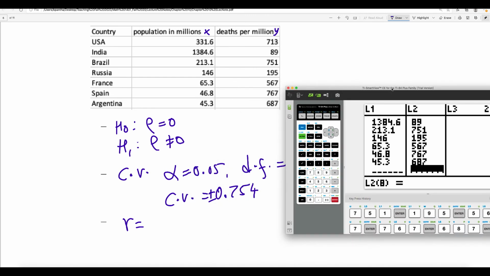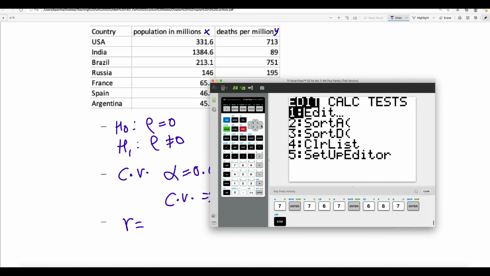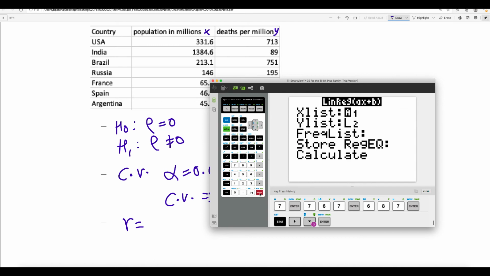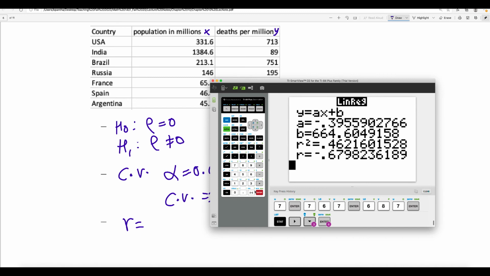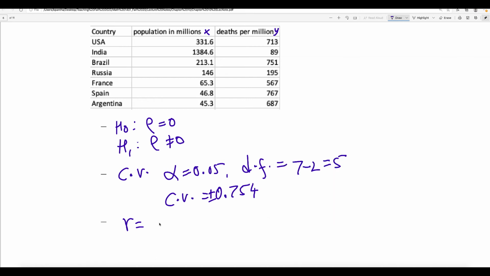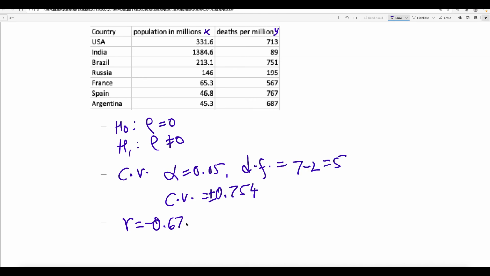Now what we want to do is record r. So go to STAT, then CALC, and then go to number 4. If you do that, you will get r equal to negative 0.67. That's what I got. I want to take 4 decimal places: negative 0.6798. At least from the sample you can see that.